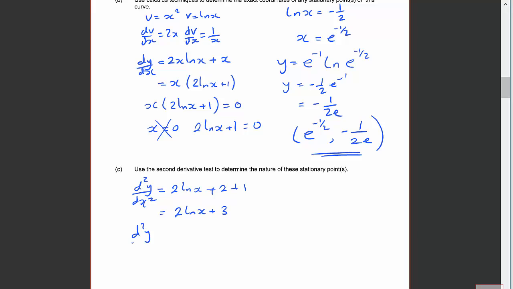And we want d2y/dx squared, given that x is e to the negative half. So that's 2 ln e to the negative half plus 3. So negative half comes down, multiplies the 2, gives us negative 1. Ln e, of course, is 1. So it's negative 1 plus 3, which is 2. And that's positive, and that would imply that we have a minimum.